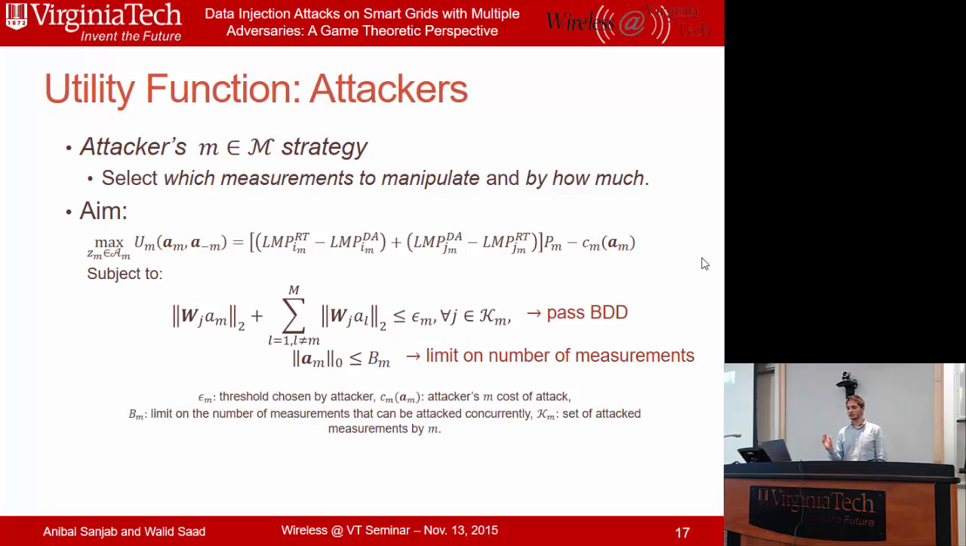So maximizing that optimization problem has a set of constraints for sure. The first constraint is to pass bad data detection, meaning that the attack should not affect the residual of each attacked measurement by much. Because if that happens, then this measurement is counted as an outlier, it's taken off the measurement set. That's captured by the first constraint. The second constraint gives a limit on the number of measurements that can be attacked concurrently. Because the attacker does not have unlimited resources. He or she cannot go and attack all the measurements in the system, right? So there is a fixed number of measurements that this attacker can concurrently attack. And that's captured through the last constraint.